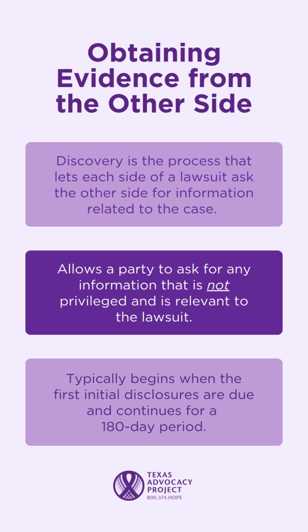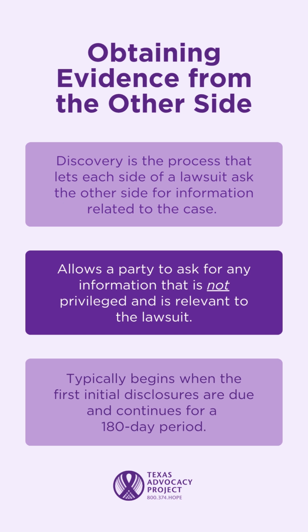Discovery is the process that lets each side of a lawsuit ask the other side for information related to the case. The discovery process is governed by the Texas Rules of Civil Procedure. These rules allow a party to ask for any information that is not privileged and is relevant to the lawsuit. There are various types of discovery requests in Texas, including requests for disclosure, requests for admission, requests for production, inspection or entry, interrogatories, and mental or physical examinations.